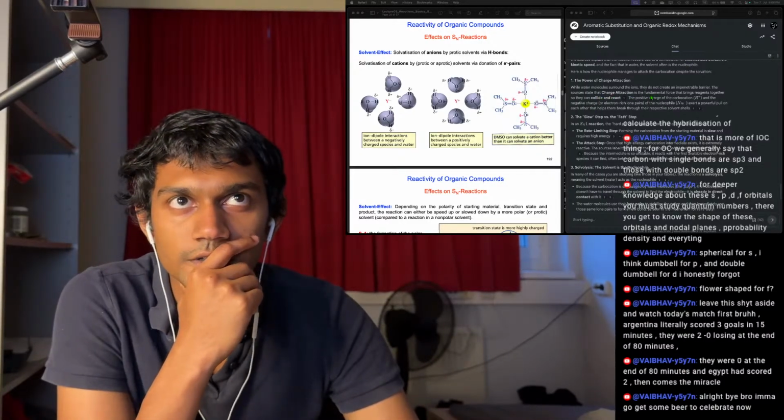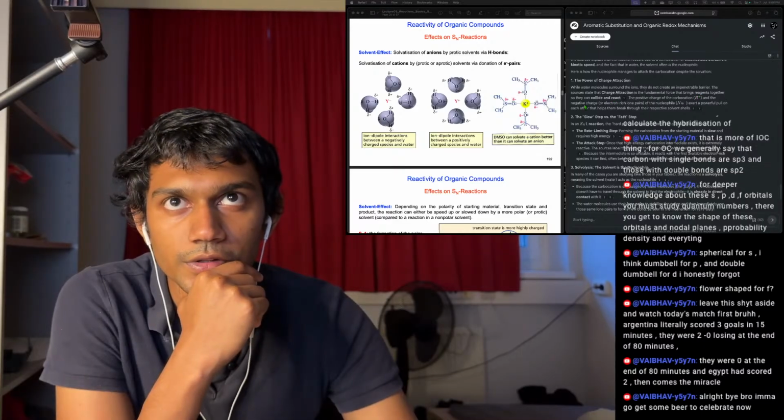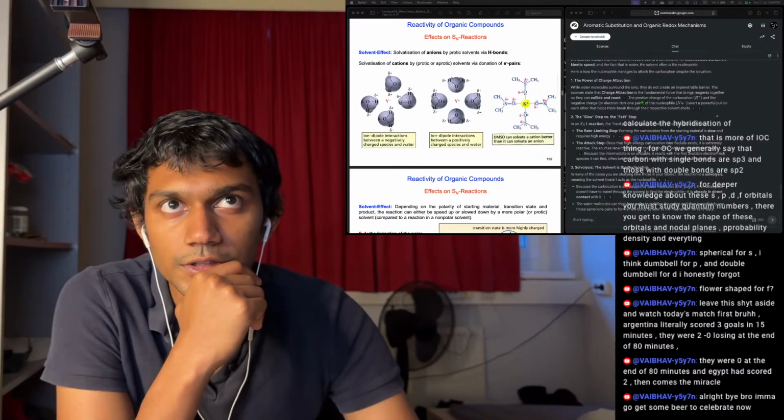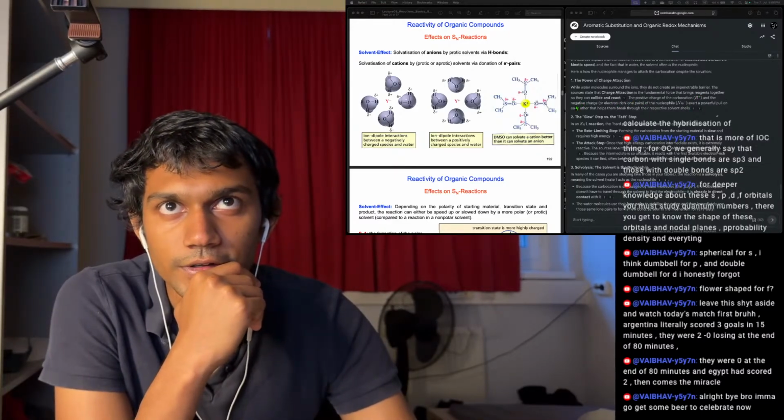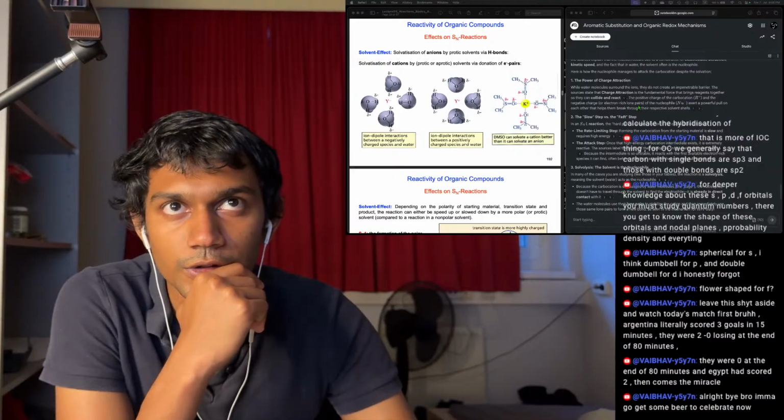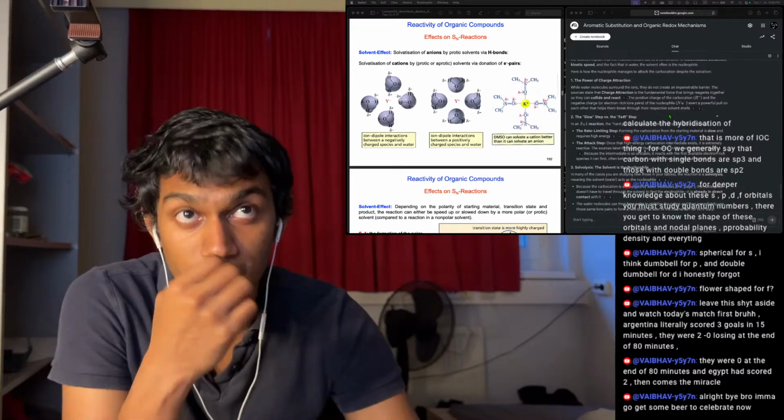Charge attraction is the fundamental force that brings reagents together so they can collide and react. The positive charge of the carbocation and the negative charge of the electron-rich lone pairs of the nucleophile exert a powerful pull on each other that helps them break through their respective solvent shell.